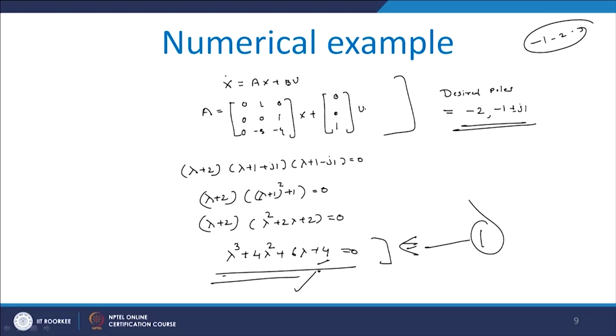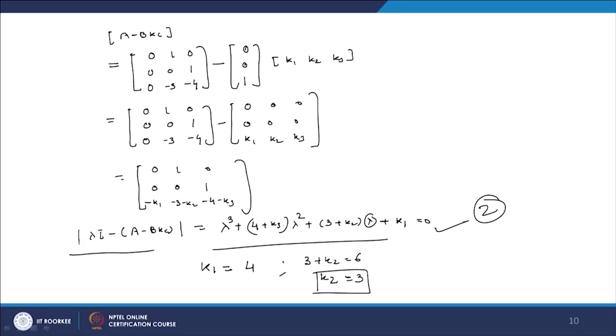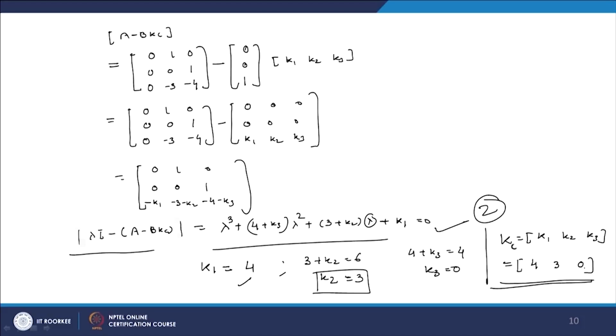And about the last one, the lambda square term: 4 plus k3 into lambda square. If you compare it, 4 plus k3 equals 4, so we get k3 equal to 0. Therefore your controller K is k1, k2 and k3, that gives you 4, 3 and 0. This is the controller K, and it will stabilize the system in such a manner that we get the desired performance.